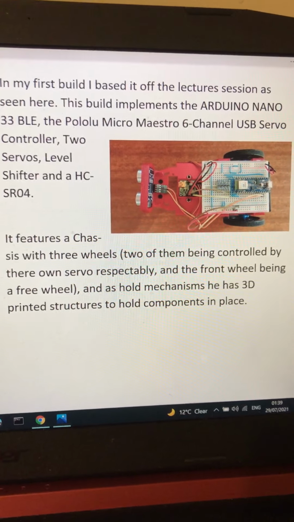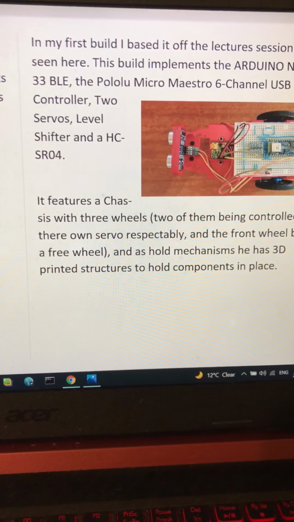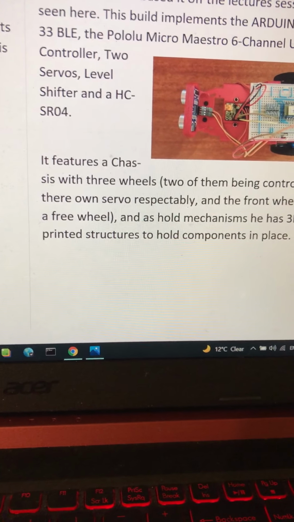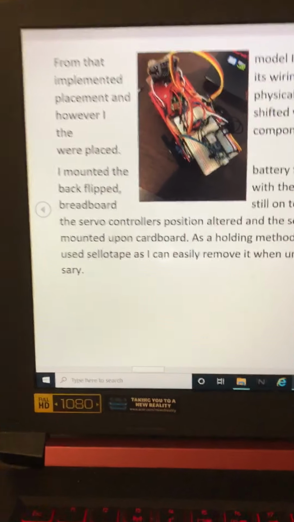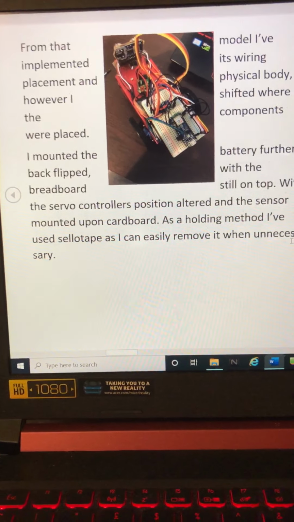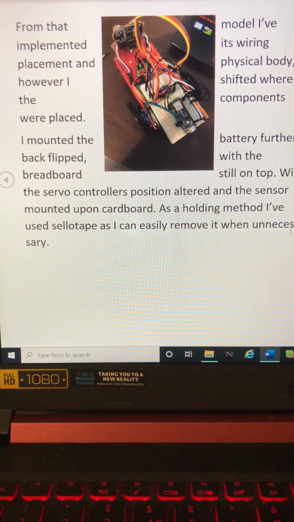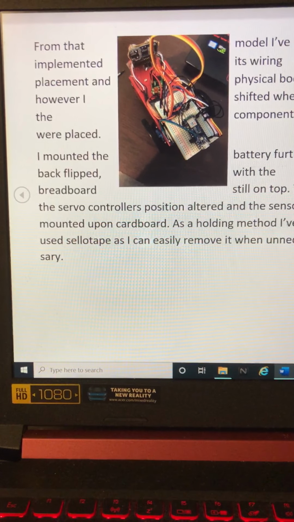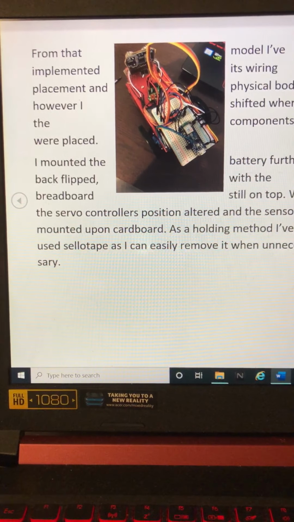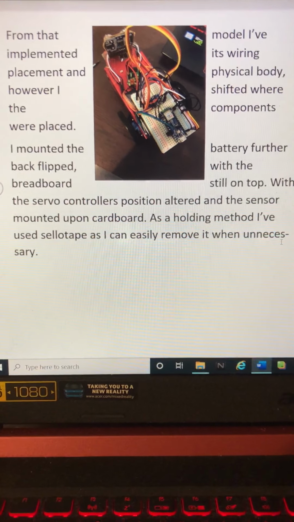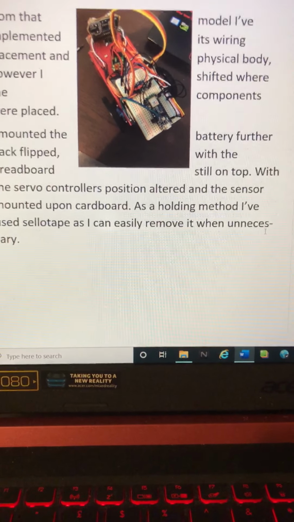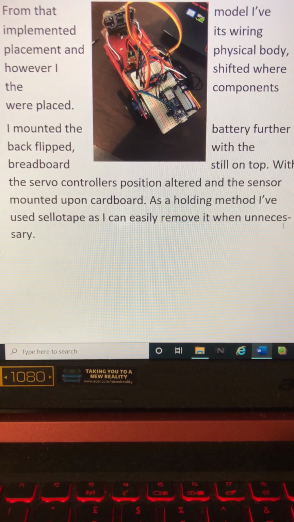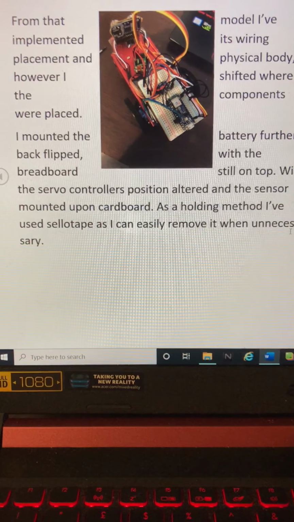You can see what it implements there, and it features 3 wheels. 2 of them are controlled by servos with a servo controller, and one of them is a free wheel. From that I implemented the same components, all of that. What I did, I put the battery further back, put some things in different places, but roughly very similar, and I used sellotape as a holding method.